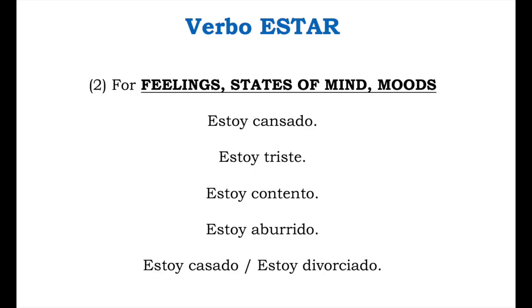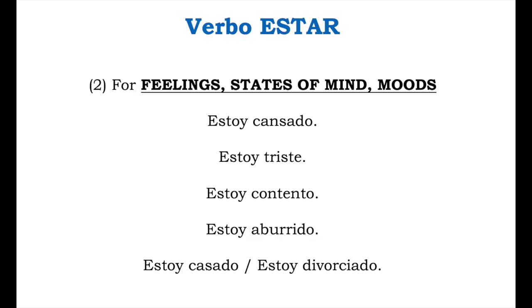And then there are certain feelings, certain states of mind, certain moods that we need to use the verb estar to talk about. These are feelings and states of mind that usually can change, although not always. So, for example, I could say, estoy cansado, as in I am tired. Estoy triste, as in I am sad. Estoy contento, as in I am happy. Estoy aburrido, as in I am bored.